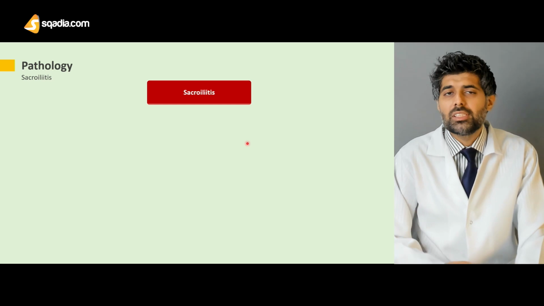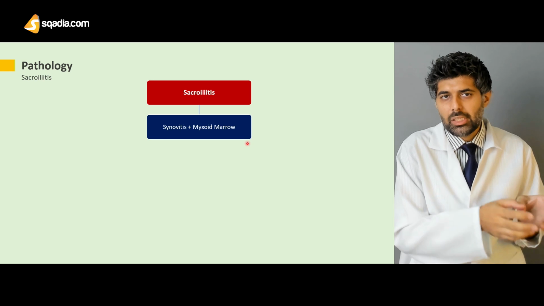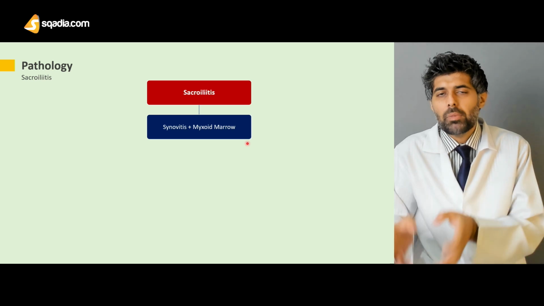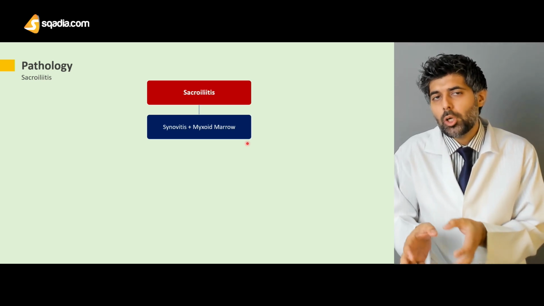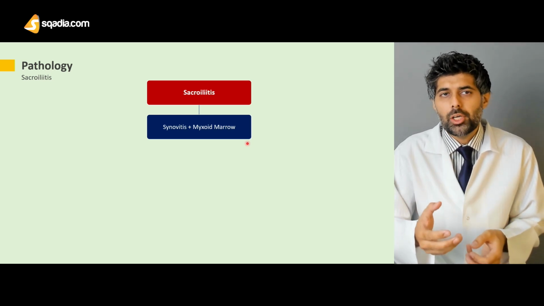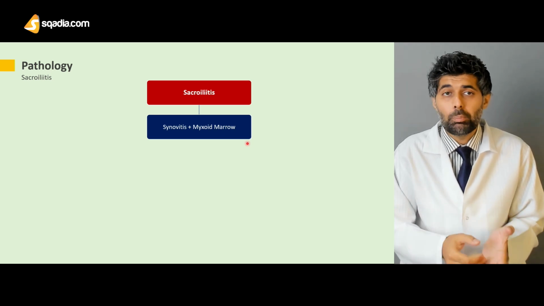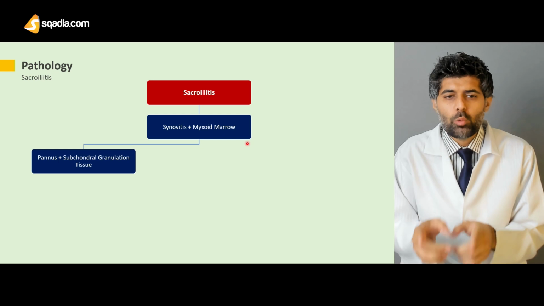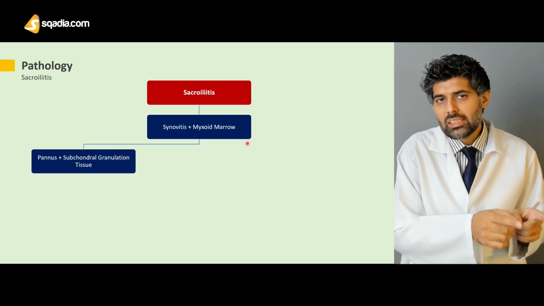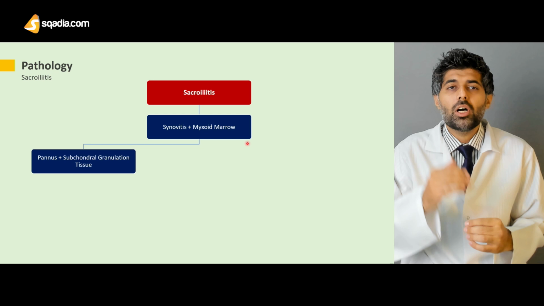What happens is that in sacroiliitis, there is both synovitis, that is the inflammation of the synovial cavity, and a myxoid marrow. By myxoid marrow, we mean that there is introduction of some mucoid elements inside the marrow that is present inside the bone. Both of these can result in pannus. Pannus is the encroachment of vascular connective tissue over other tissues.